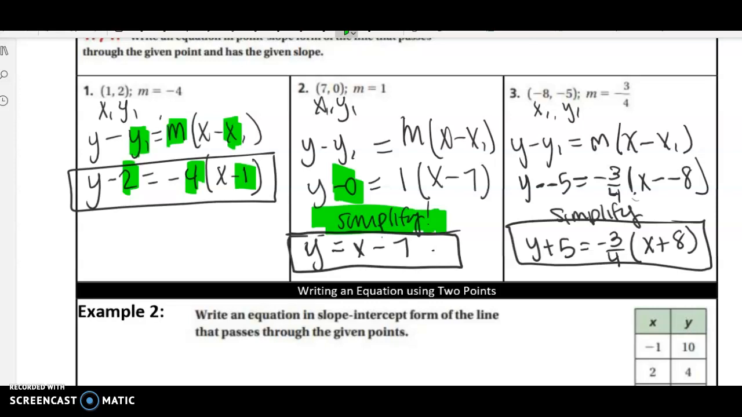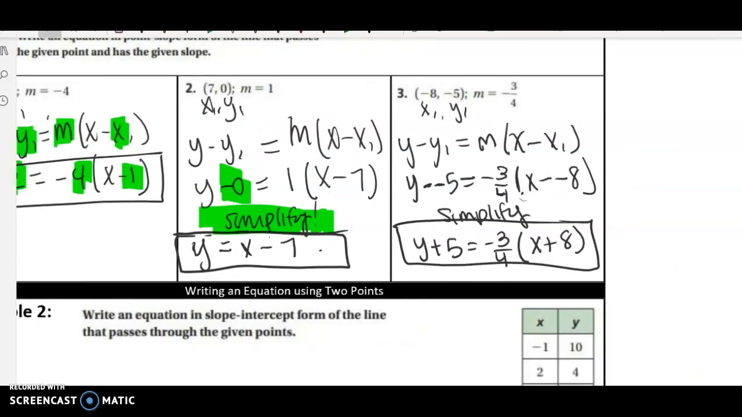For the third one, when you plug it in, you get minus a negative 5, and that turns to plus, and then you get minus a negative 8, and so that turns to a plus as well. And so we end up with y plus 5 equals negative 3/4 times x plus 8.